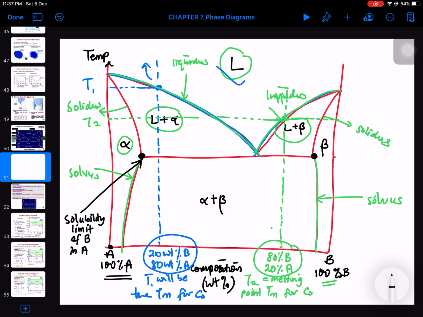And vice versa, this is the point of solubility limit of A in B. This is the maximum solubility limit, because this point is closer to 100% of B. So at this point, B will be the solvent and A will become the solute atoms.